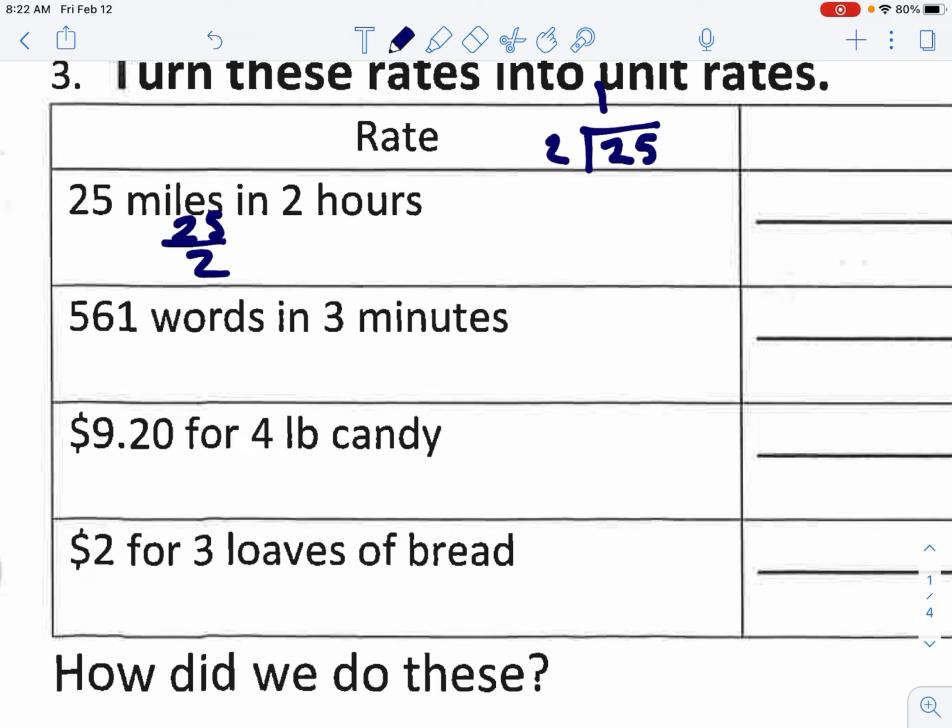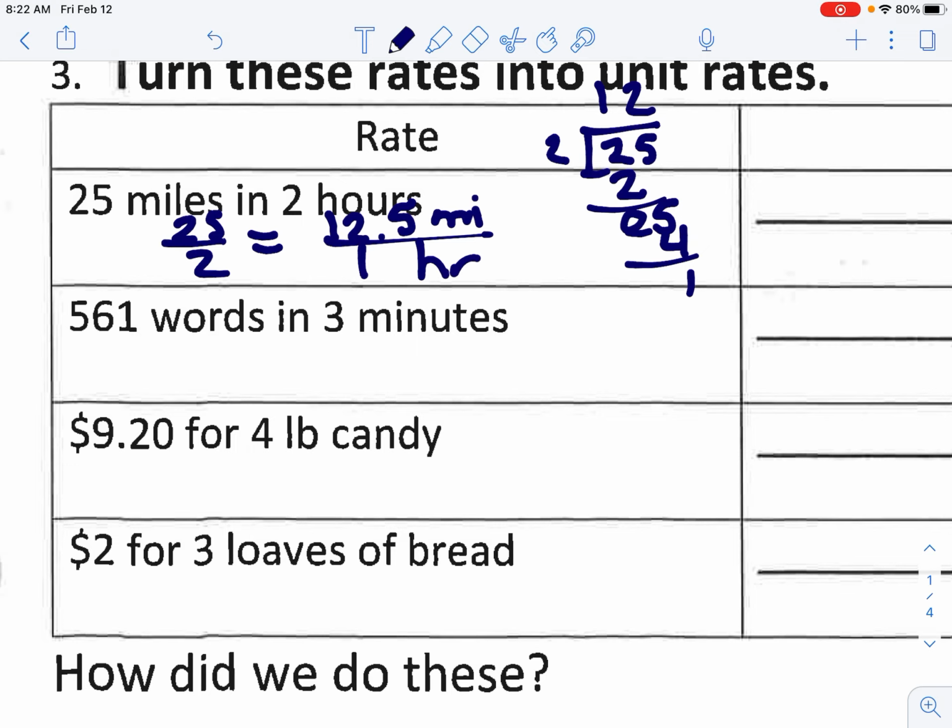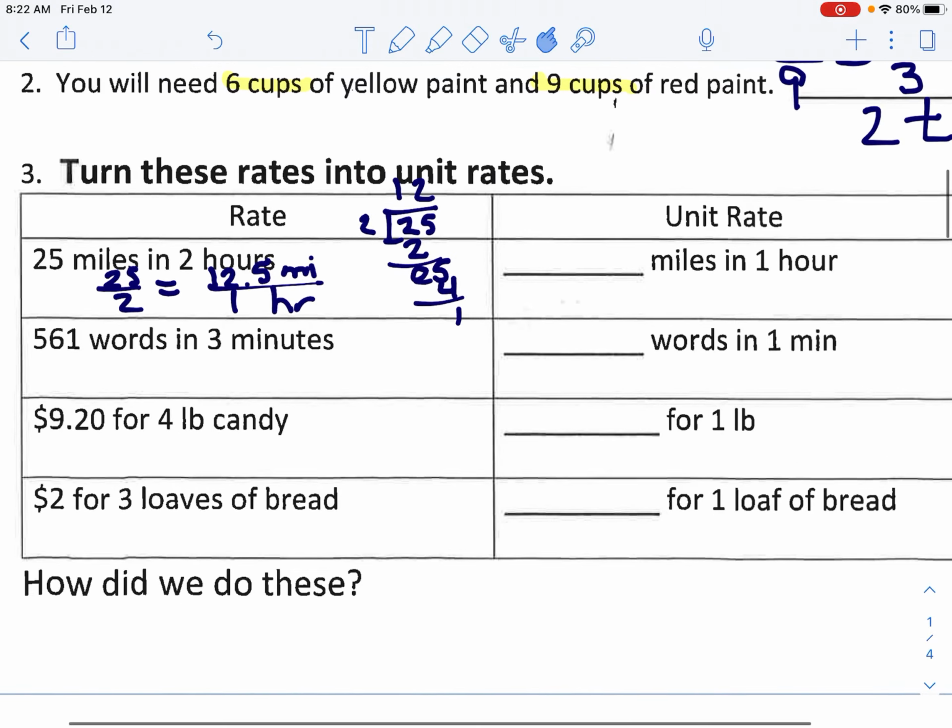So 2 goes into 2 once. That's 0. Drop your 5. And 2 times 2 is 4. You've got 1 left over. So that's 12 and a half. So 25 to 2, the unit rate for that would be 12.5 miles. And of course, that would be a 1 on the bottom, to 1 hour. So if we slide over here to the right-hand side, it says miles in 1 hour. So that would be 12 and a half, 12.5.